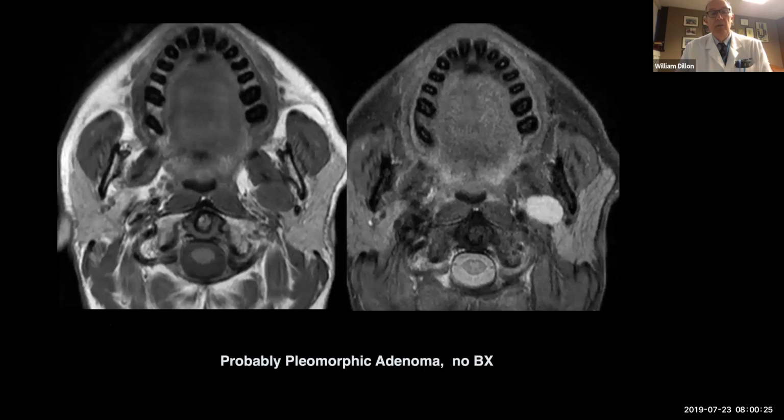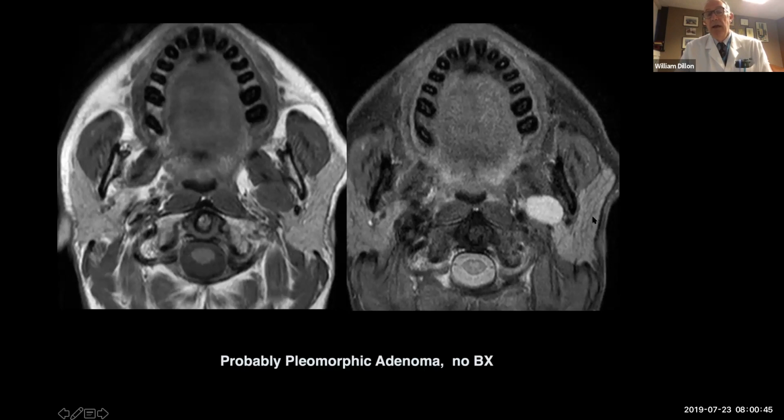Okay, here is another one in the deep lobe. You can see it looks very similar, well circumscribed, high signal, benign pleomorphic adenoma located right here in the deep lobe of the parotid gland. Differential diagnosis, maybe a schwannoma, it's hard to say, but this is most likely a pleomorphic adenoma.